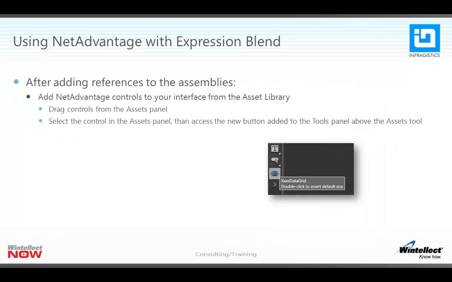After adding references to the assemblies, add the NetAdvantage controls to your interface from the Asset Library. To do this, you can drag controls from the Assets panel, or select a control in the Assets panel, and then access the new tool related to the control that has been added to the Tools panel above the Assets tool.